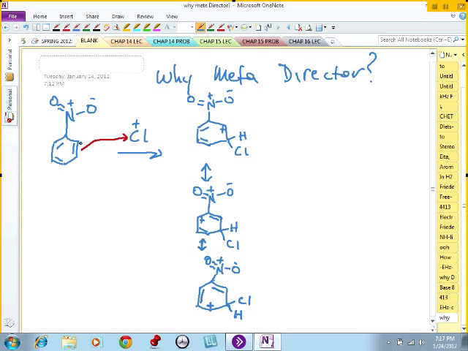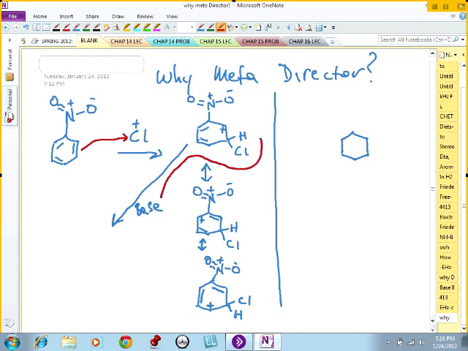Now, suppose I allow the chlorine to go to the ortho position. Let us assume that I allow the chlorine to go there to see what happens. So this is what actually happens. Of course, from here some kind of base comes in, pulls this proton away from here, and then you form this.